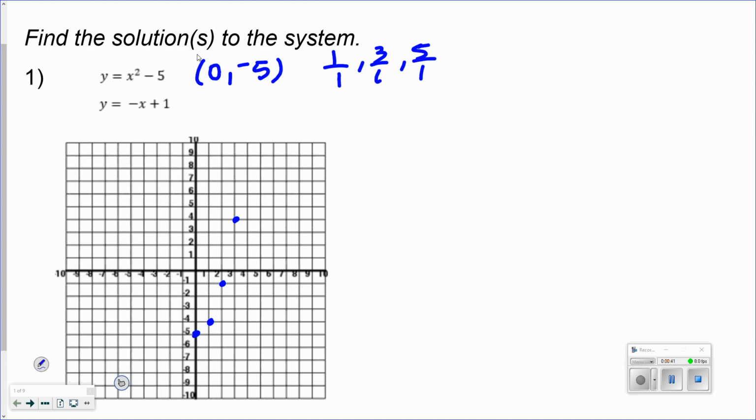Quadratic is a U-shaped graph, so for the other side of it, you're just going to go to the left and then connect your points to have your graph. So it should look like that.